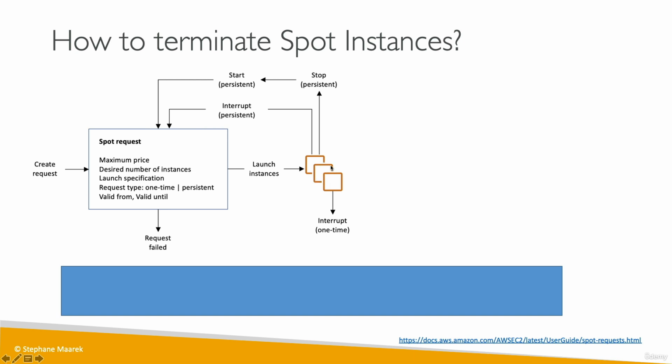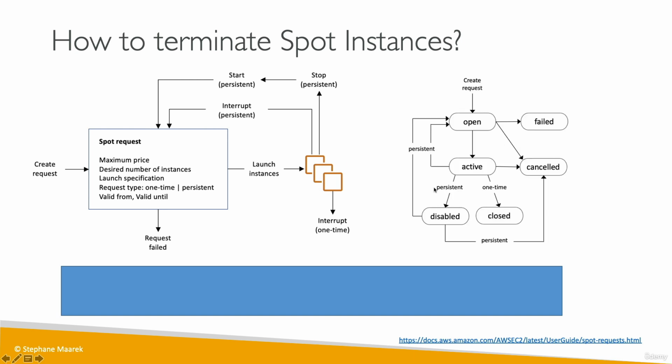So if somehow you stop a Spot instance in persistent mode and your Spot request is still active, your Spot request will automatically be smart enough to launch an instance for you again. And this is something you can also see in this diagram, but I won't spend too much time on it. So what you understand out of it is that if you want to cancel a Spot request, it needs to be in the open state, the active state, or the disabled state. That means that basically it's not failed, it's not canceled, and it's not closed.